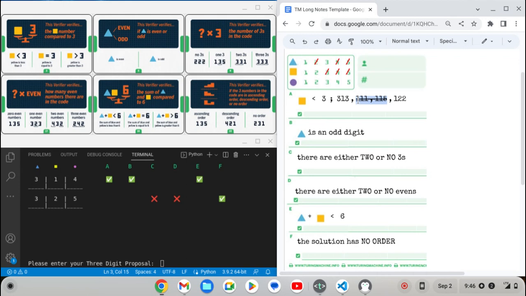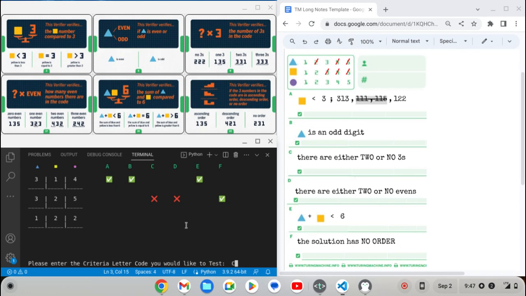I guess we could also do it based on the number of evens. But let's go test. I'm going to choose 1, 2, 2 just because it looks a little distinctive. And let's see what happens. So again, we're going to test the number of 3s. Yeah, let's go ahead and test C.